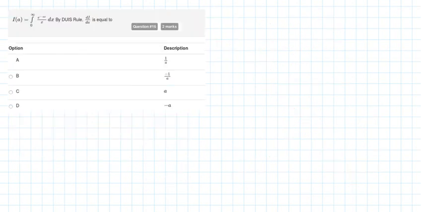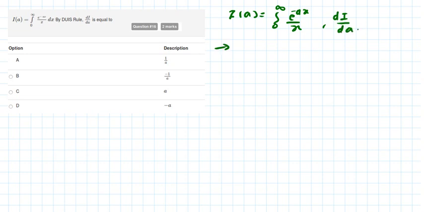Next example. If I of a is given to you, I of a is given integration 0 to infinity e raised to minus ax upon x. So by DUIS rule, what is dI by dA? So again you need to observe what are the limits of the given integral. If you will observe here, the limits are 0 to infinity, means limits are the constant.